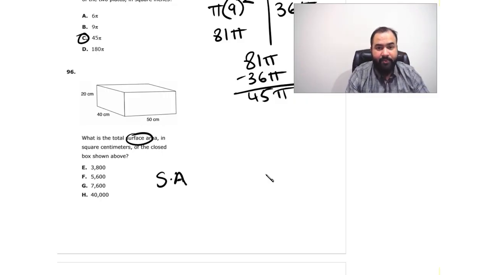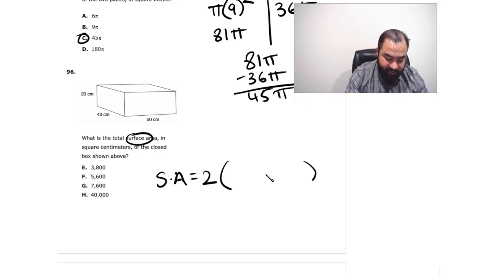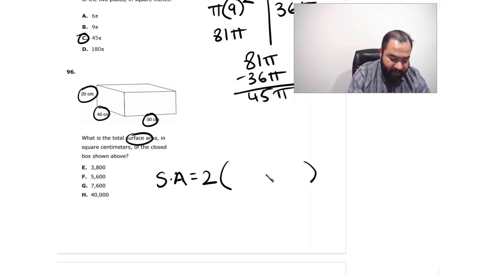But for the rectangular prism, there is actually a way to find it. Simple. You can just do 2 times parentheses, right? 2 times, because there are 2 of each shape. So you see the 3 numbers, 20, 40, and 50.